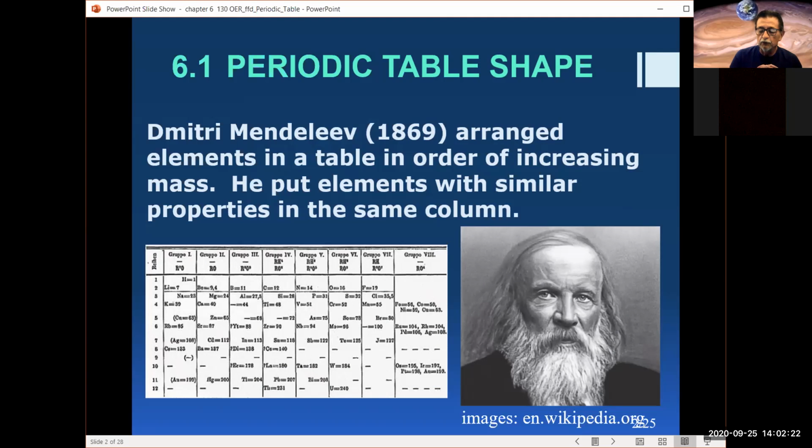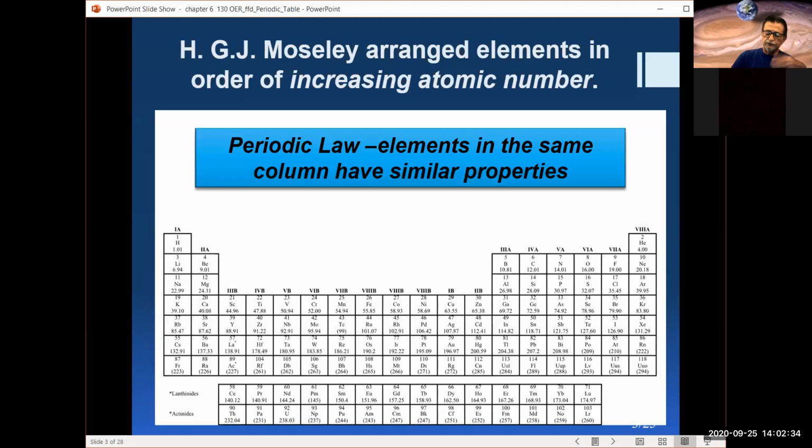So the periodic table did open up a lot of scientific research to look for these elements that were yet to be discovered. It wasn't until much later on that someone proposed a periodic table where he arranged them with increasing atomic number, okay? And then proposed what's called the periodic law. Elements in the same column have similar properties, and we understand now why that's the case. That's because they share the same number of valence electrons, and therefore have very similar reactivity, okay?